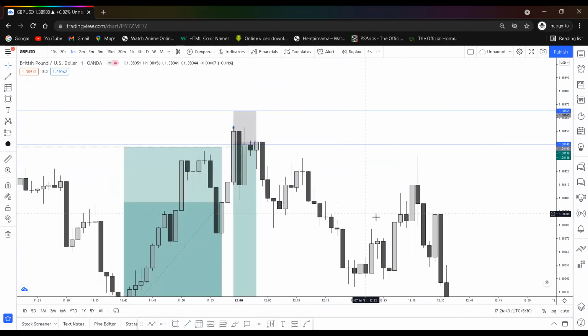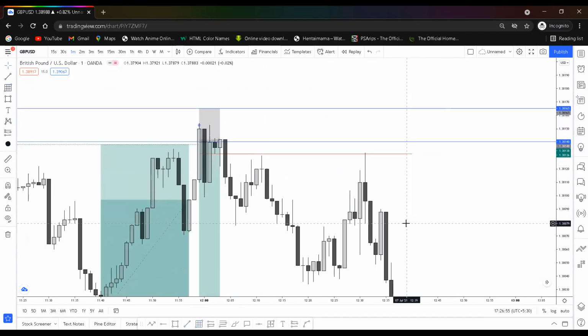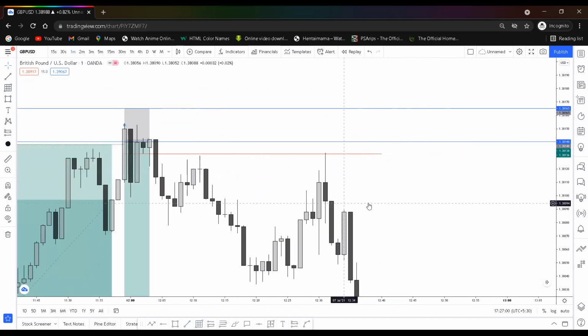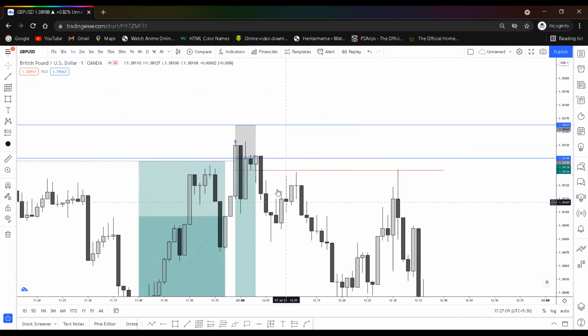And then my original entry was right here, 50% of the FU candle right here. And the next thing is time and price. You see the time? 12:31 p.m. At my time, this was exactly London Open. Exactly London Open. And price is fractal. Price is fractal.